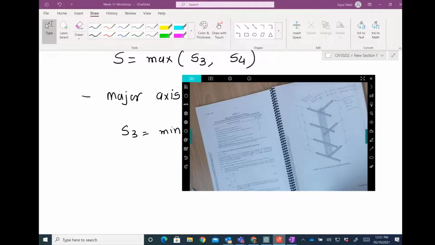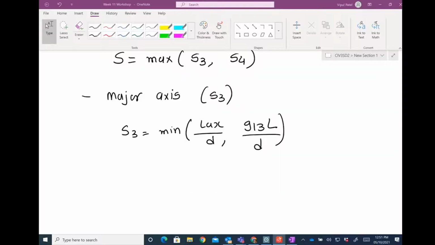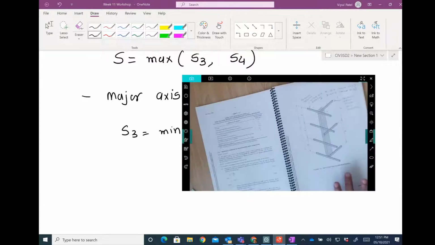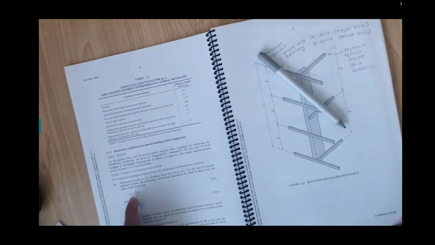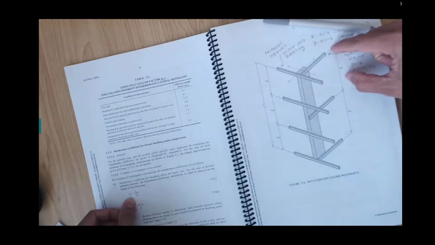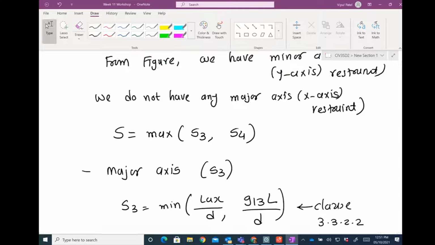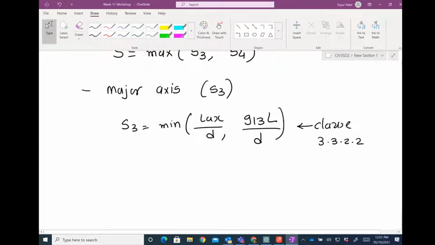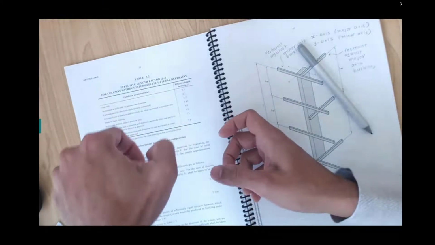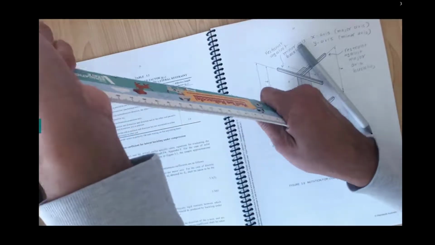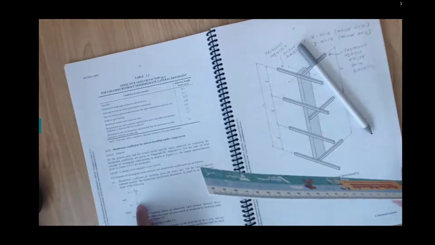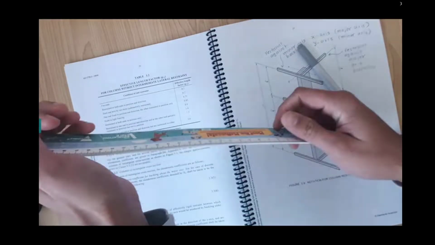Now, basically, how I read this, that is coming, by the way, from clause 3.3.2.2. Let me write it down. The reading would be that if you have major axis restraint, then you can use these equations. For S3, if you have major axis restraint, meaning you have this LAX, meaning you have these red parts, then you use this first equation, LAX on D. If you don't have intermediate restraint, but still some kind of restraint comes from the ends, meaning you can still provide restraint by holding it at the ends, the standard recognized that by putting the G13 in front of this L on D, saying how your ends are connected will also determine whether you have global buckling or not.